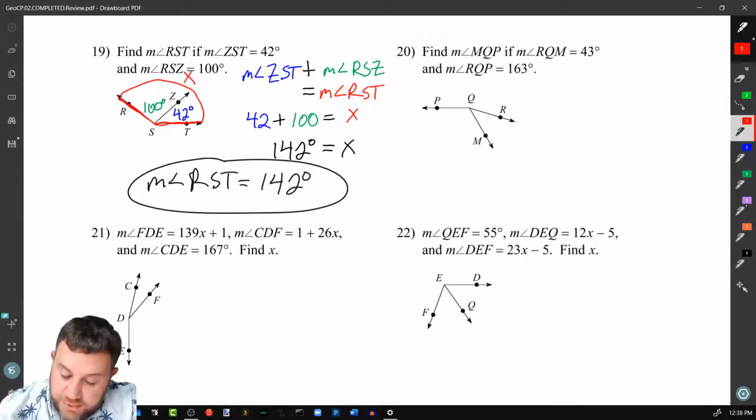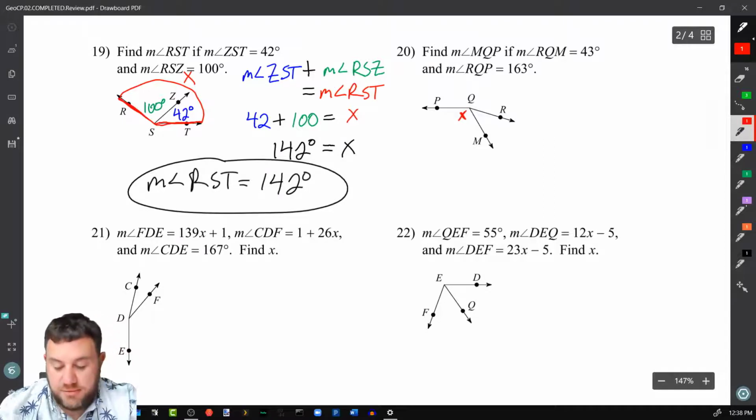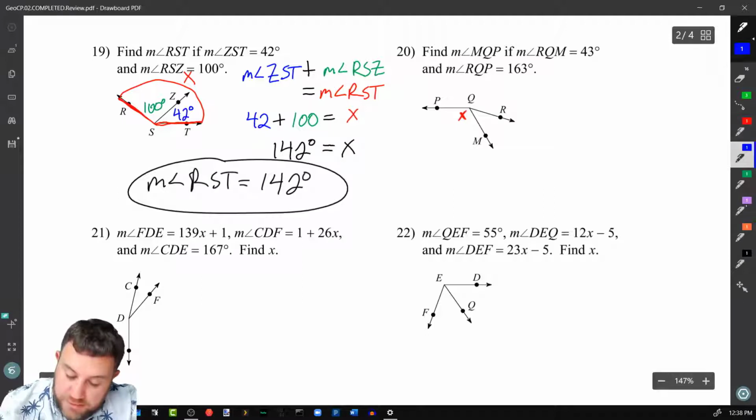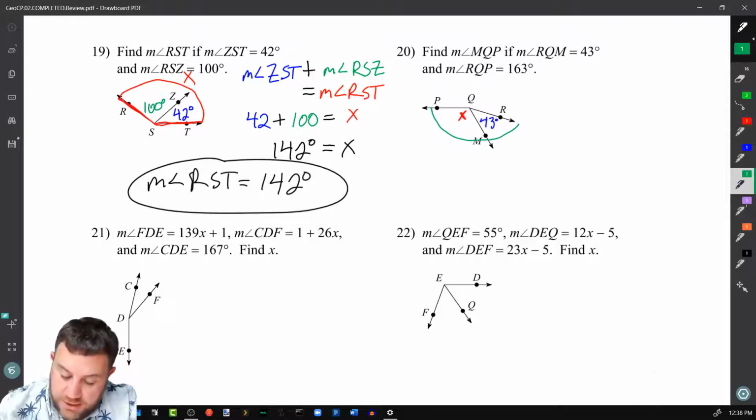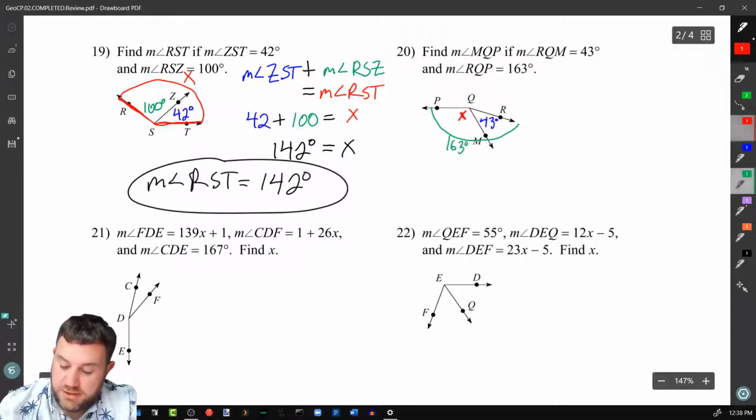For number 20, we're trying to find MQP. So we're trying to find this angle, one of the smaller ones. And we know that RQM is 43 degrees. And the whole thing, RQP, is 163 degrees.